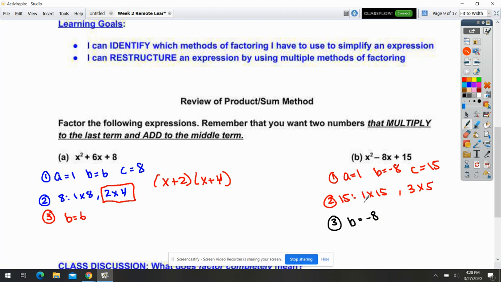So if I look back at my factors of 15, I see both of them are positive, and there's no way they can be negative 8. So that means that both of our factors are going to have to be negative. Okay, because a negative times a negative also gives you a positive, and it would add to a negative. So the only factors that would give me negative 8 would be a negative 3 and a negative 5. Okay, so that means our factored form is going to be x minus 3 times x minus 5.